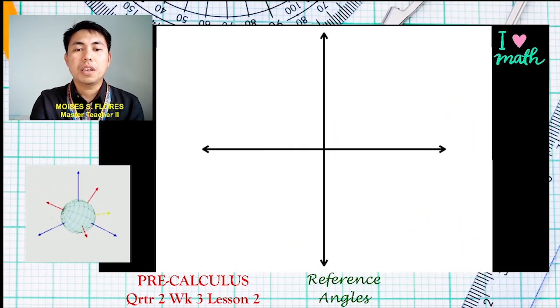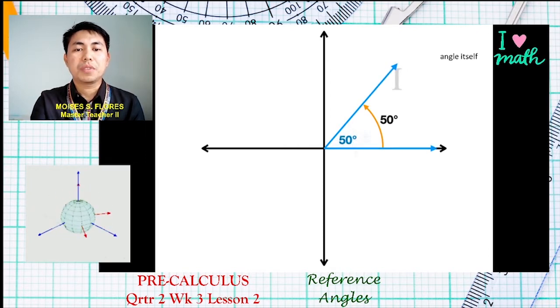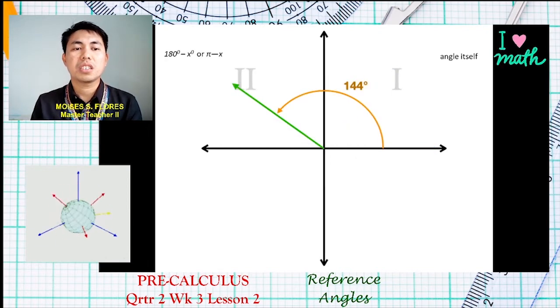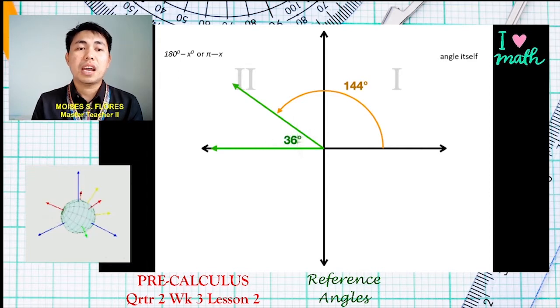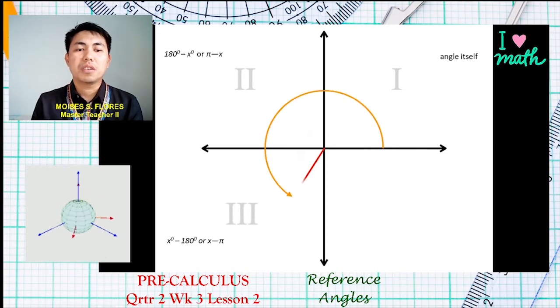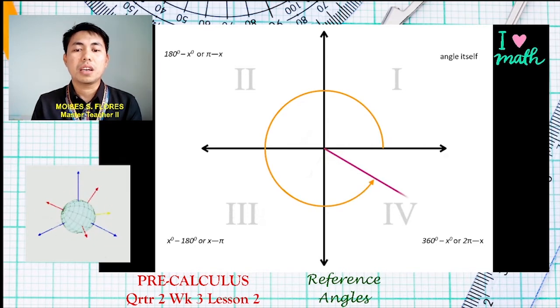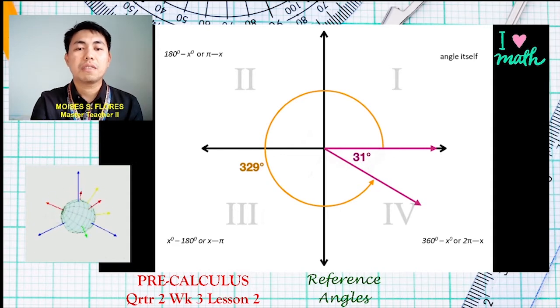We have here the given measurement in quadrant 1. To identify the measurement of the reference angle, it is the angle itself. In quadrant 2, the reference angle is 180 degrees minus the given angle measurement. In quadrant 3, the given measurement minus 180 degrees is your reference angle. On the other hand, in quadrant 4, it is 360 degrees minus the given angle measurement. That is now your reference angle.